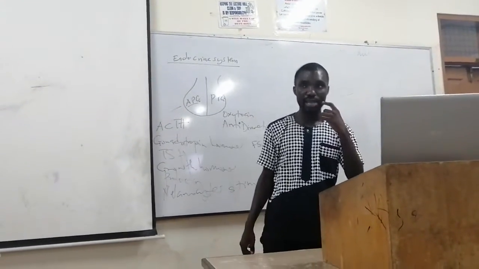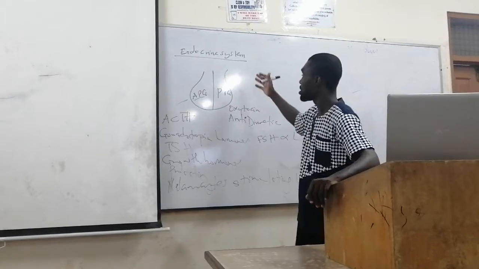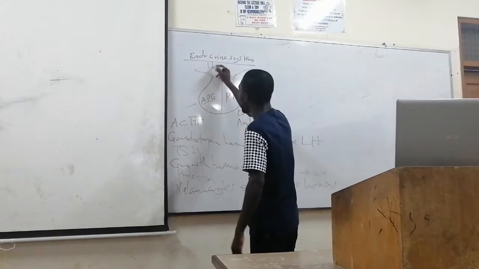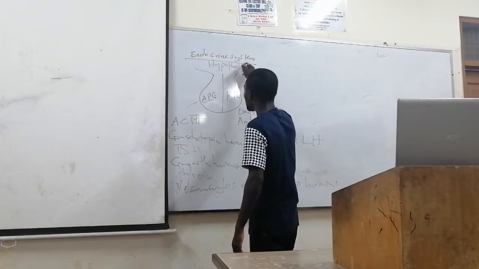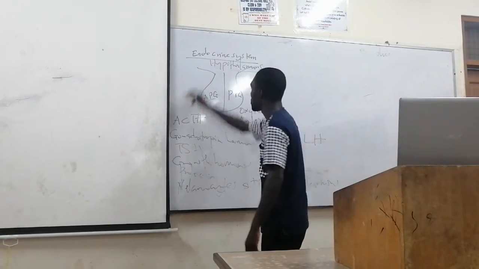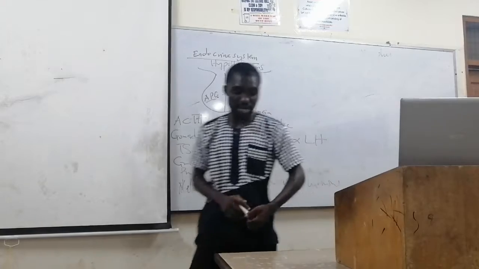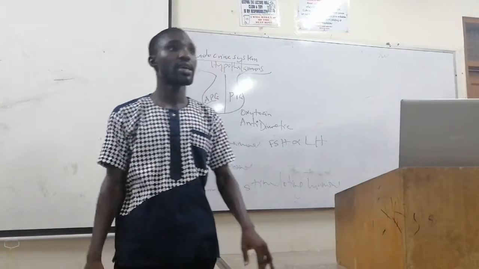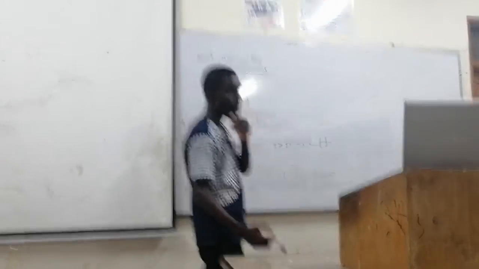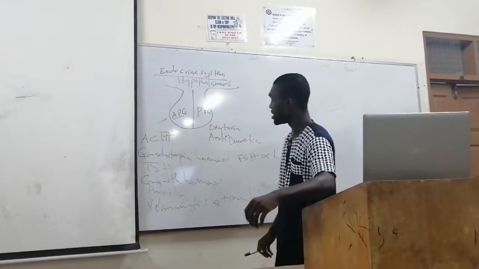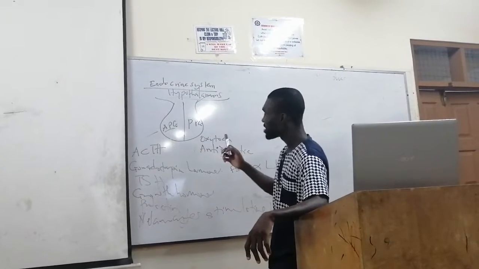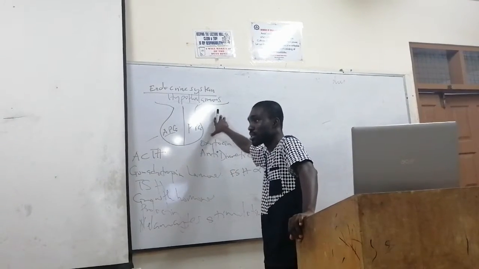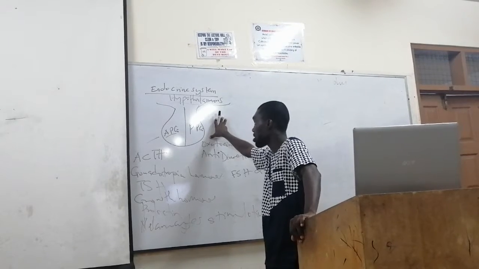With the endocrine glands, most of the time they are influenced by a part of the brain known as the hypothalamus. The hypothalamus is the part of the brain that controls all the activities of the endocrine system, right? So there are eight main hormones that are released with the endocrine glands.